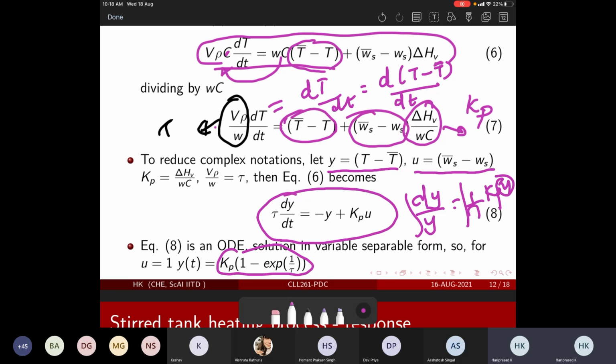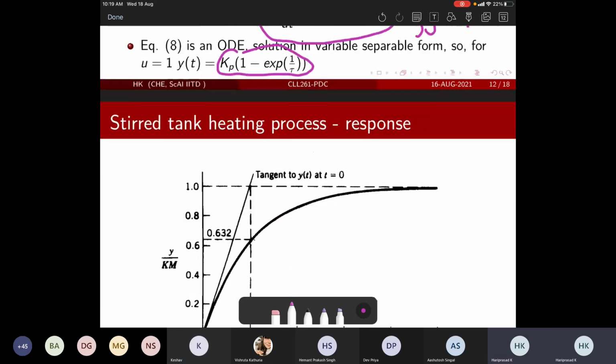So are we clear up to this? Any doubt here? This is very simple, so I am not telling anything new at the moment. Any questions so far? Is this clear to you?